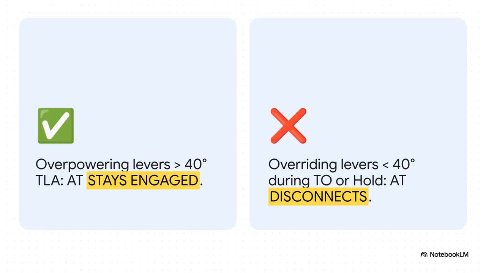Next up, Section 4, overrides and auto disconnects. Listen up, because overriding the levers is an absolute classic simulator trap. Assuming no system failures, you can physically overpower the thrust levers if you want to. But here is the catch. If you overpower them while they are above 40 degrees TLA, the auto throttle actually stays engaged. It fights you a little, but stays on. However, if you pull those levers back below 40 degrees during the initial takeoff roll or the AT hold phase, well, the system interprets that as a deliberate high-speed abort, and it completely disconnects.